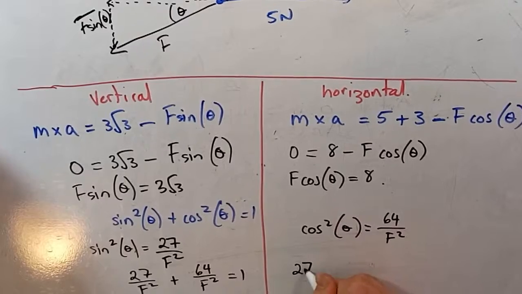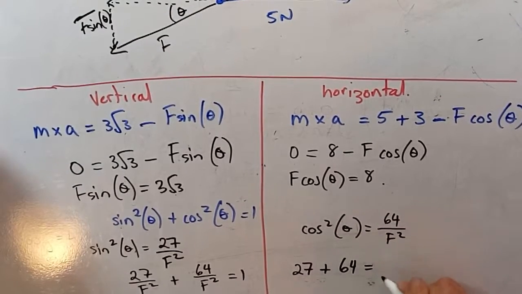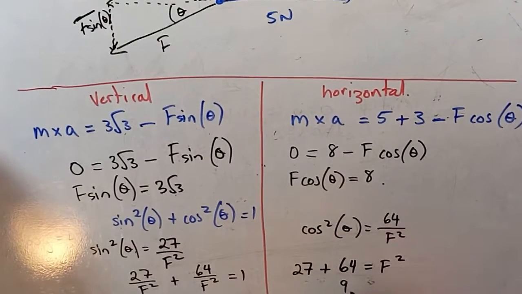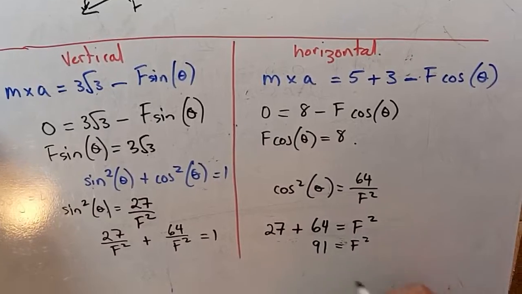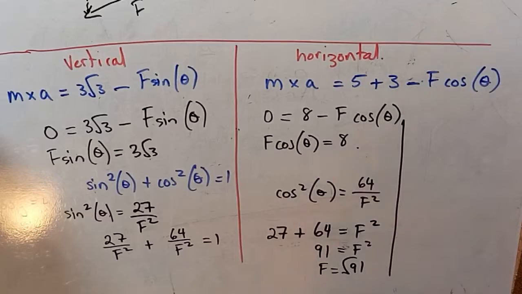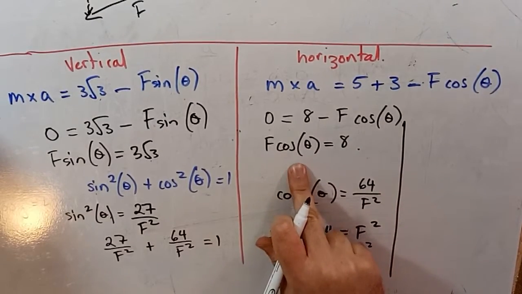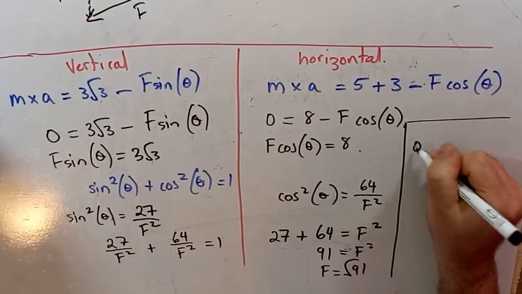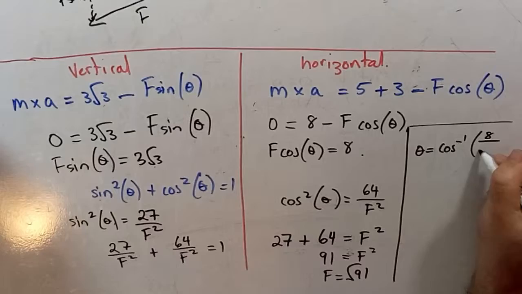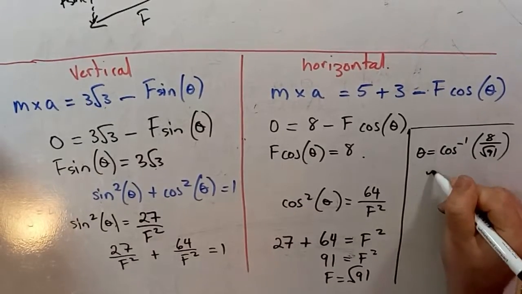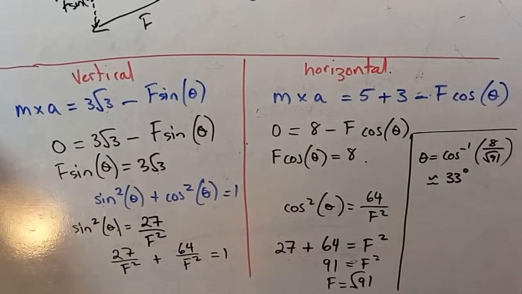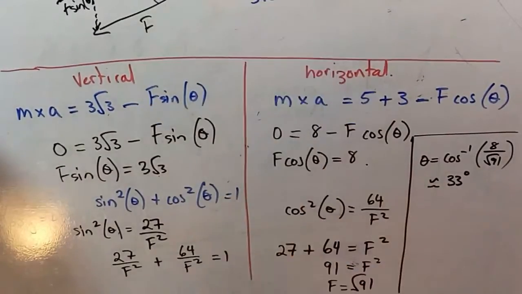Okay, so now I get 27 plus 64 has to equal F squared, just multiplying both sides by F squared. And 27 plus 64 is 91, and therefore F is equal to root 91. So if F is equal to root 91, I put it in here and then find theta. So theta is inverse cos 8 on root 91, and that's approximately 33 degrees. So this angle in here is 33 degrees.